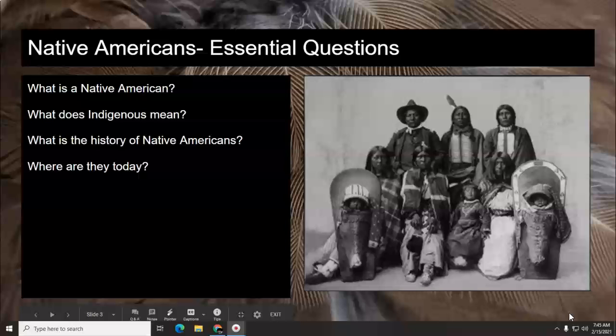So, essential questions: what is a Native American? What does the word indigenous mean? What's the history of Native Americans, and where are they today? And over on the right here, you see an early photograph of a Native American extended family. You will notice that there is one fellow in the back that is wearing Anglo wear or Western wear, and the rest are dressed in traditional dress. The infants are on cradle boards, and they are swaddled and wrapped.